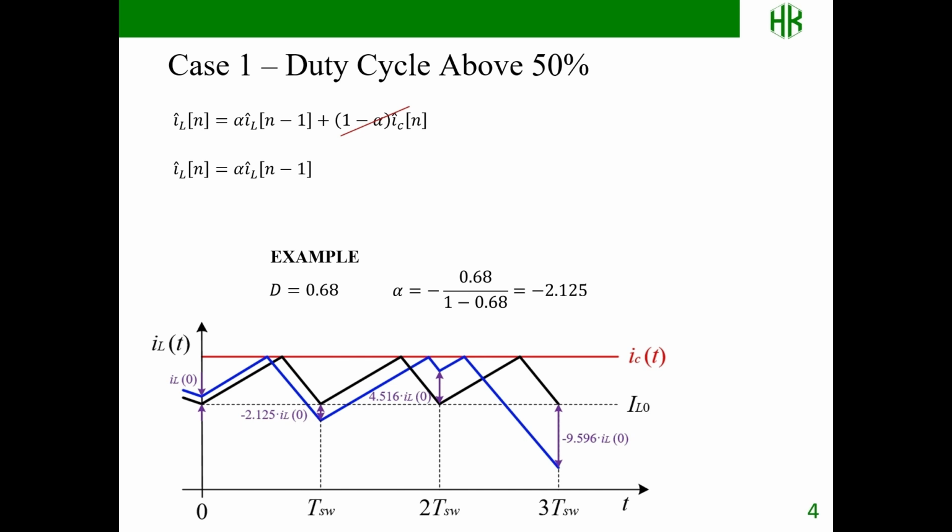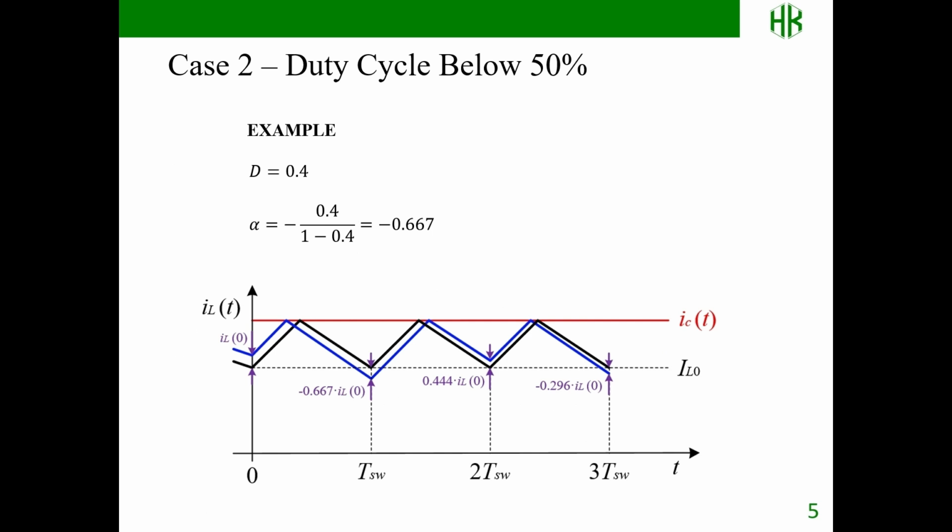But the second observation is even more important. The magnitude of alpha is larger than 1, which means every new perturbation becomes larger than the previous one. If we start with a small perturbation, after one switching cycle it becomes minus 2.125 times larger. After another switching cycle it grows again, and after the next one it becomes even larger. Instead of disappearing, the disturbance is amplified. This is exactly the mechanism behind subharmonic oscillations. The converter keeps making switching decisions, but each new decision actually increases the error from the previous switching cycle.